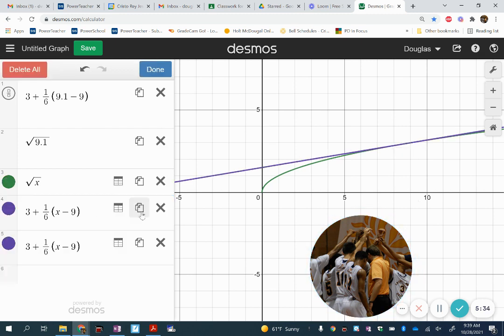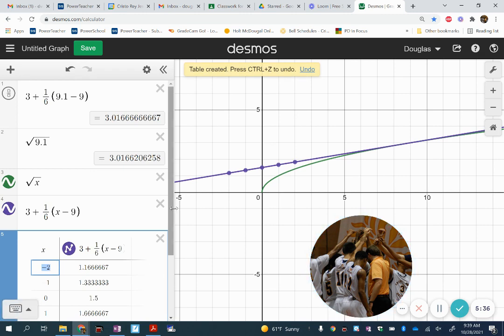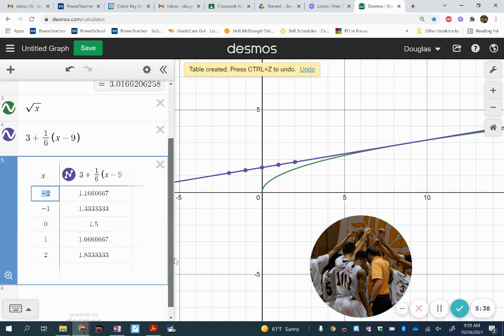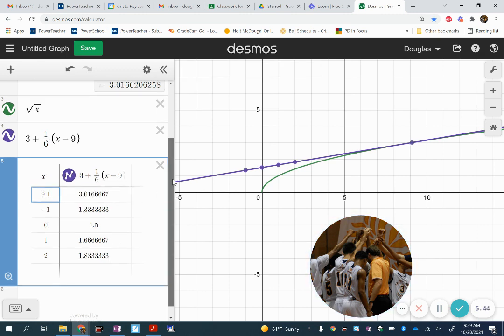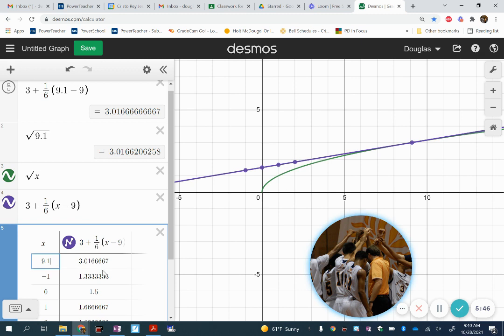So essentially now we're using the purple line. Let me duplicate it. We're using the purple line to estimate what happens when you plug in 9.1. If I made this x value 9.1, you see I get the same thing that I got before, 3.017. So that's essentially what this linear approximation is. We're using the tangent line to approximate what the value would be on the curve.